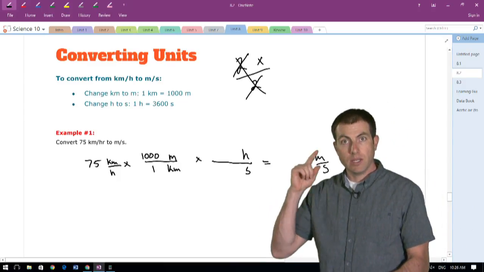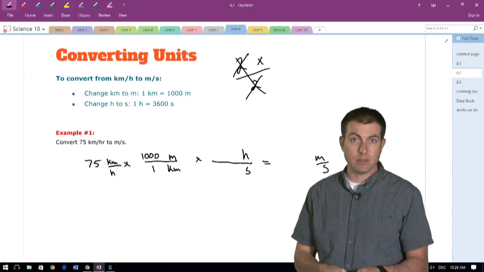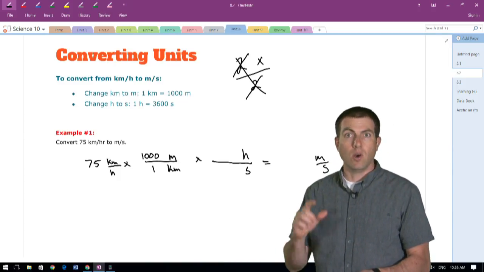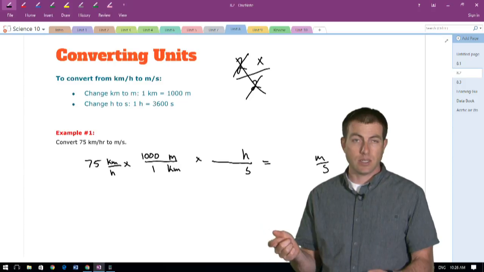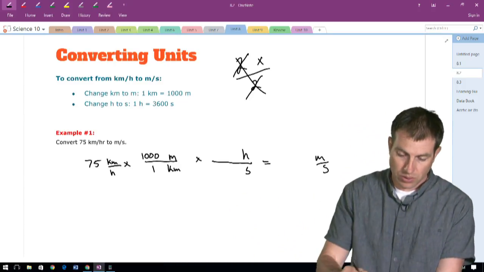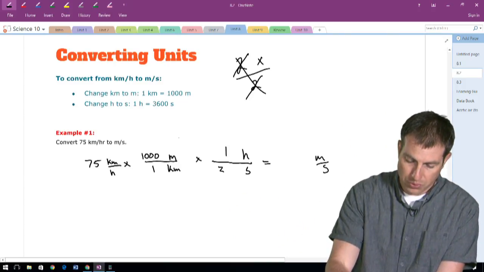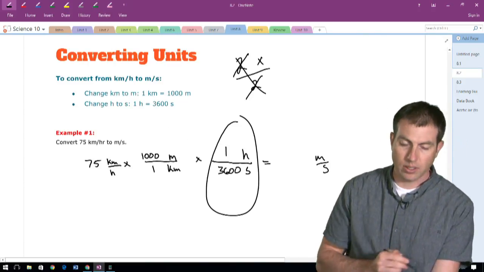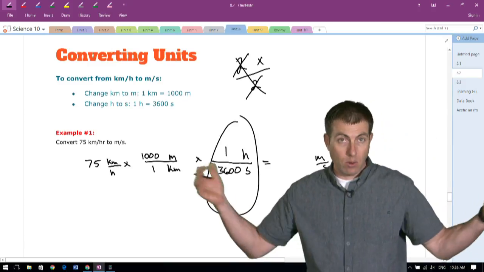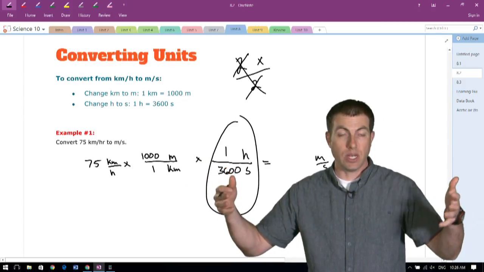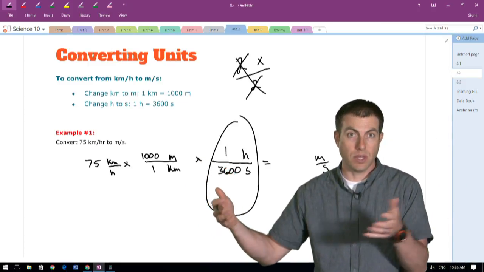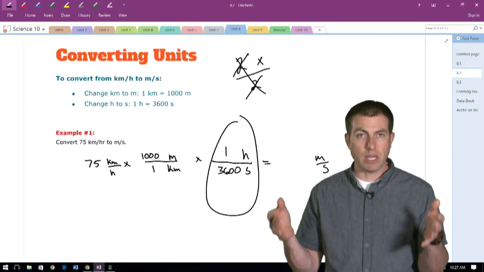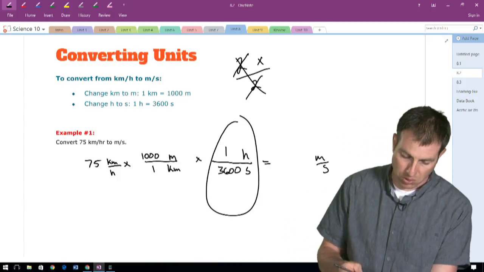Well, one hour is 60 minutes. 60 minutes each have 60 seconds. So 60 times 60 is 3,600. So it turns out that in 1 hour, there's 3,600 seconds. And again, this is just one. It's just one. An hour is an hour. 3,600 seconds is 3,600 seconds. They're the exact same thing. They're the same measurement of time. So that's just like multiplying by 1 as well.